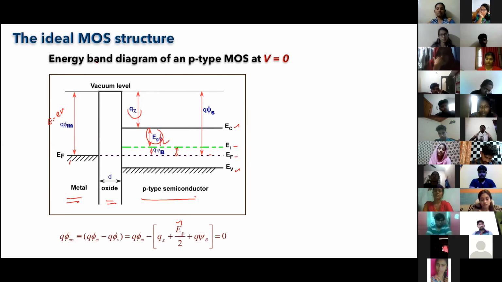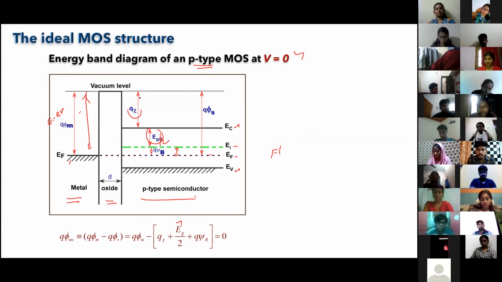So in this energy band diagram, of course, I'm taking a p-type MOS at V equal to 0. You are not applying any voltage. When you make the contact, the Fermi levels should lie at the same level. This is also called the flat band condition. All the bands are flat, and the Fermi levels are the same. It's an undisturbed condition. So in this case, the total work function difference should be equal to 0. That is what is being explained here. This is the metal-semiconductor work function, which should be the difference between the metal and the semiconductor work functions.